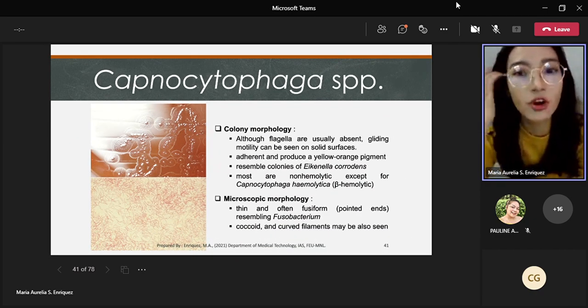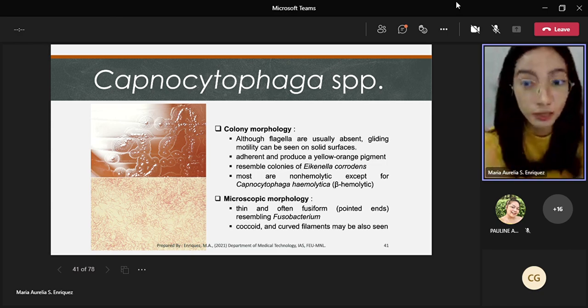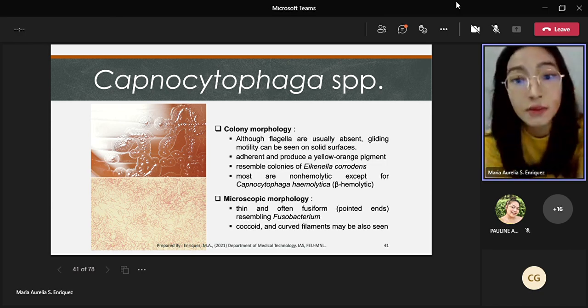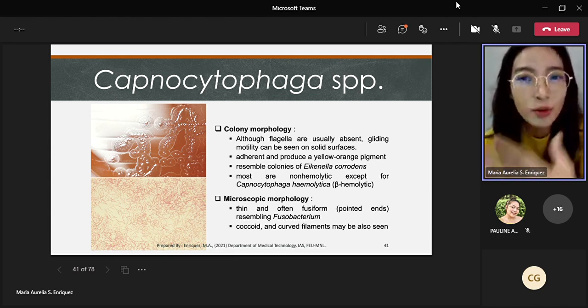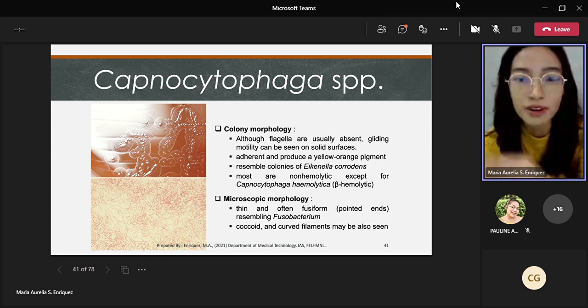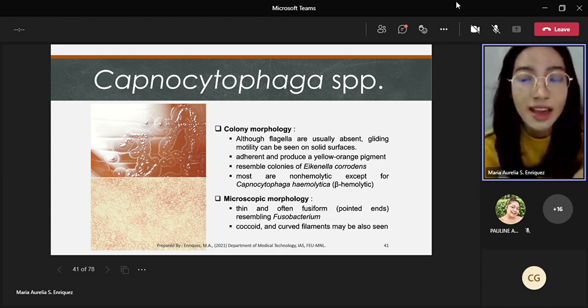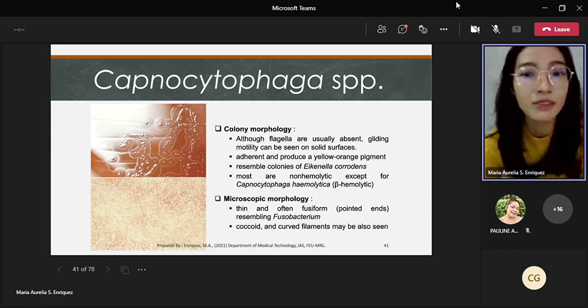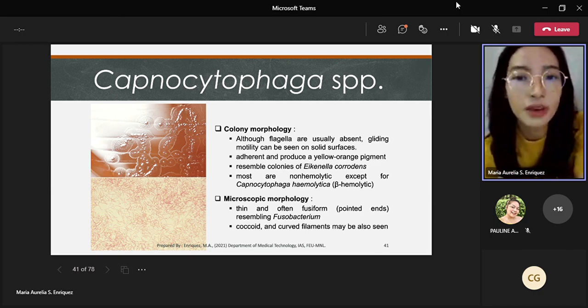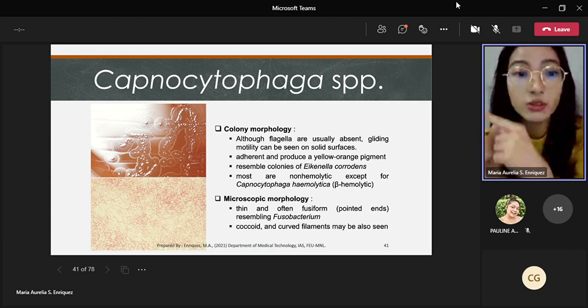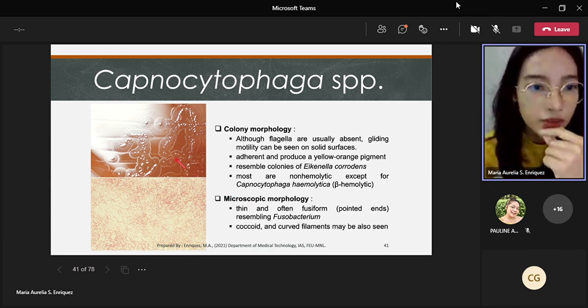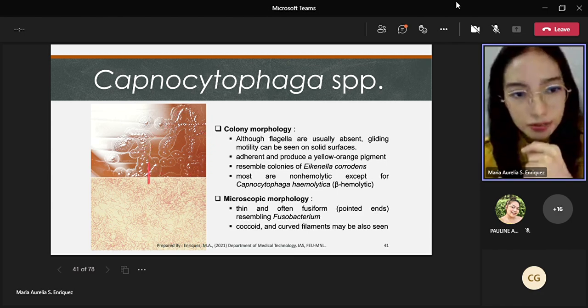Alright, as for their colony morphology, although Capnocytophaga is non-motile, okay, keep that in mind, Capnocytophaga is non-motile, their colonies would display a gliding motility. So parang merong motility pattern yung colonies nila upon culturing. Okay, so most of them are non-hemolytic, except for one species that has been observed to be beta hemolytic and has been aptly named Capnocytophaga hemolytica. So in microscopy, they resemble Fusobacterium due to their pointed ends. Alright, so ayan po, ito yung tinatawag na gliding motility ng Capnocytophaga species.